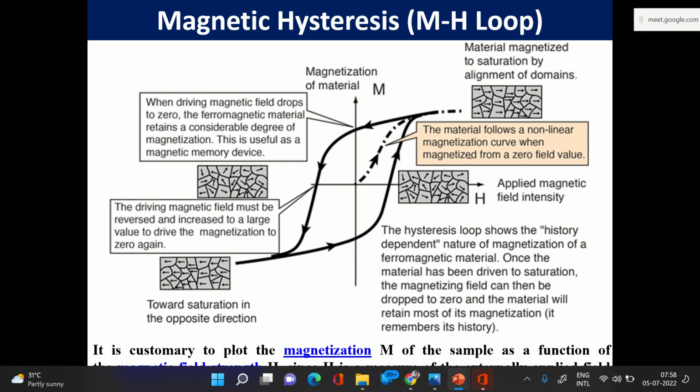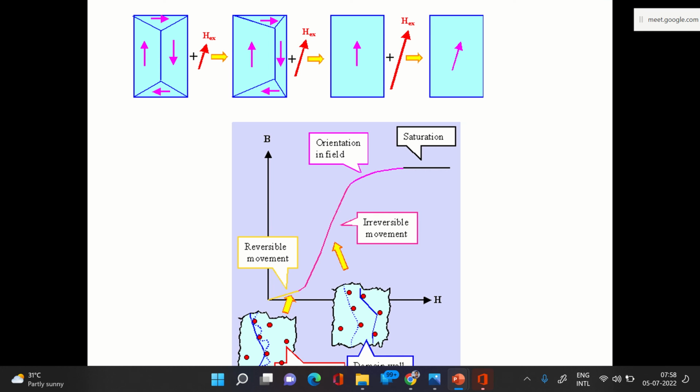I have already discussed all these points, so nothing more to add. It is just that it is written here, given to you. And there is one more microscopic view that I can tell you about. Look at this. This is the direction of the externally applied field, and this is the ferromagnetic material. So suppose the domains are like that.